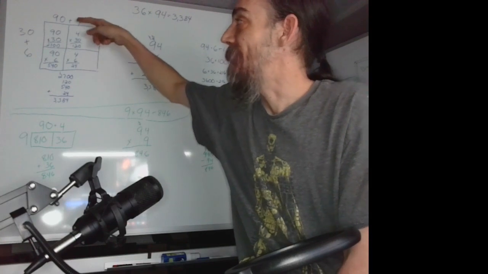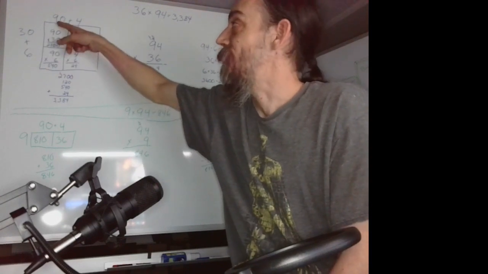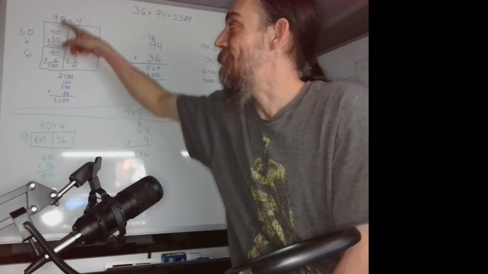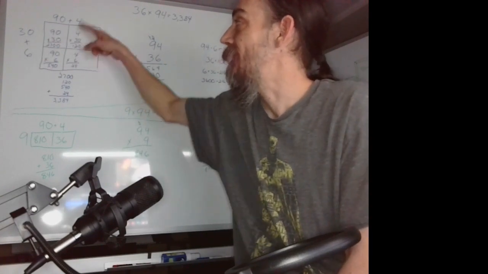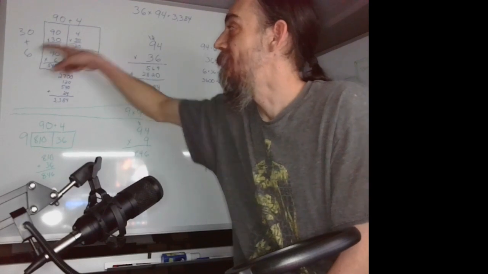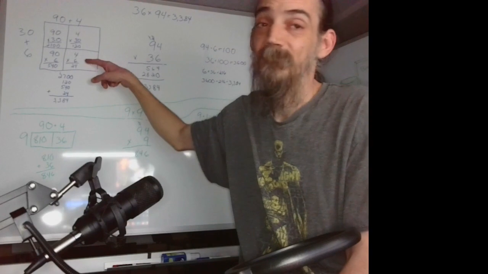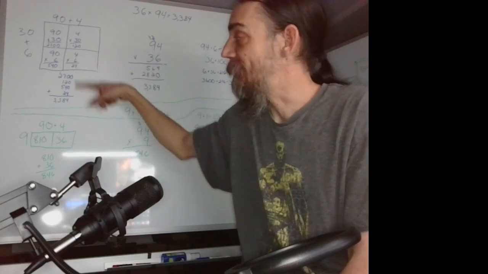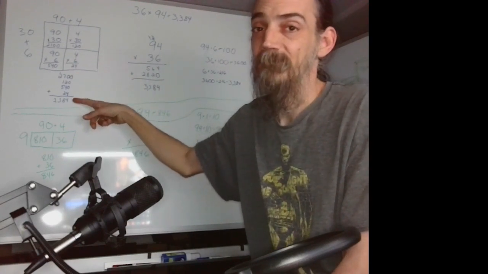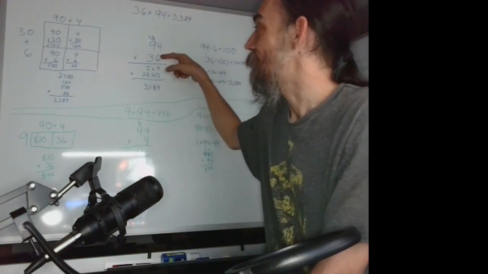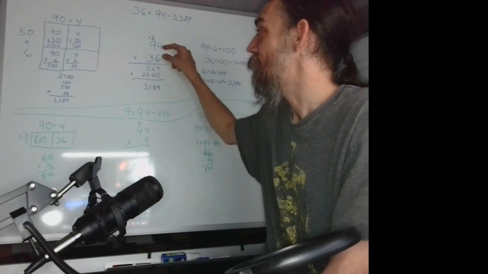So for the Common Core method, they're just breaking the numbers up. Break the 36 into 30 and 6, and the 94 into 90 and 4. And then you multiply these numbers. 30 times 90 is 2,700. 30 times 4 is 120. 6 times 90 is 540. 6 times 4 is 24. And then you add up the numbers that you get, 3,384.